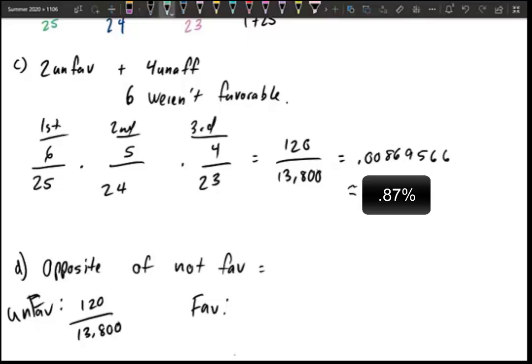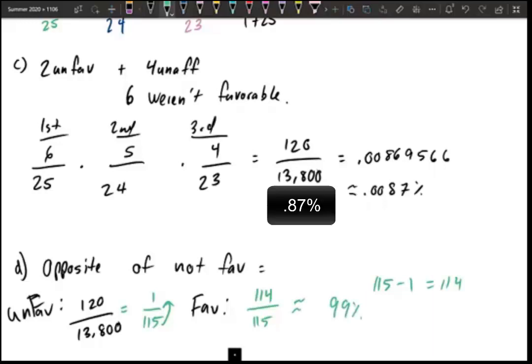If those are really big numbers, try to simplify. So you see how they're both ending in 0? That means we can simplify these. We can. And we can actually simplify this down into 1 over 115. So favorable, that would be 114 out of 115. Because what you do is you do 115 minus 1 right here, and we get 114. So favorable is 114 out of 115, which is about 99%.